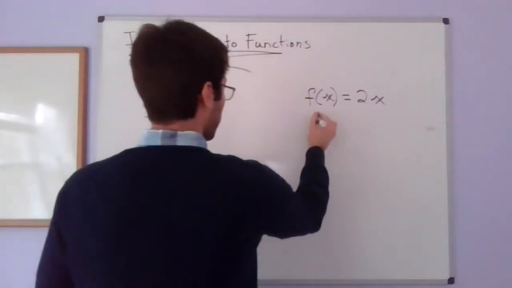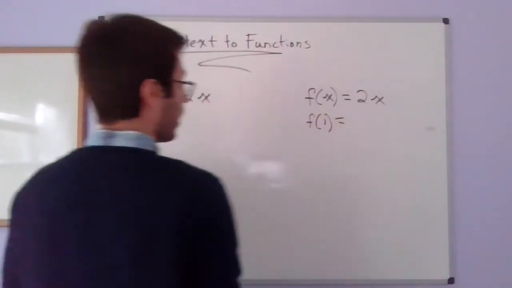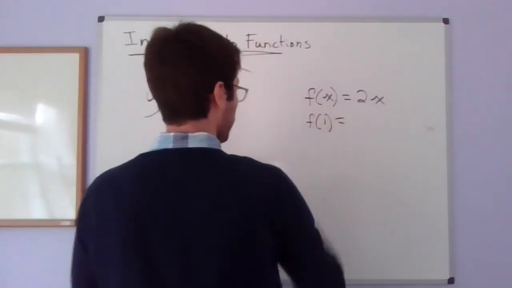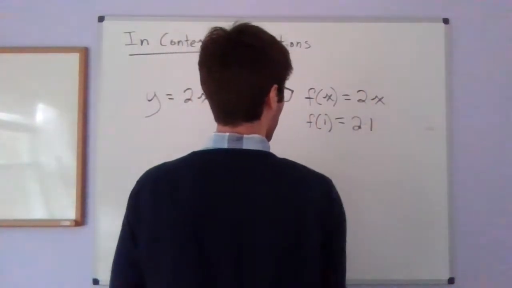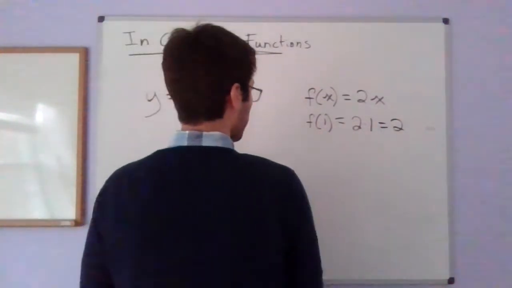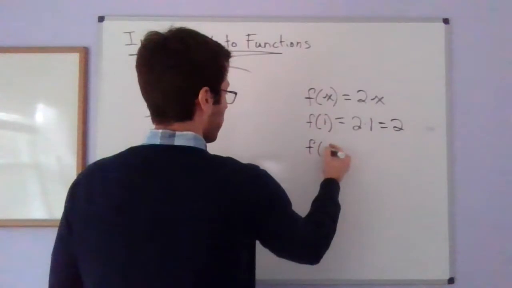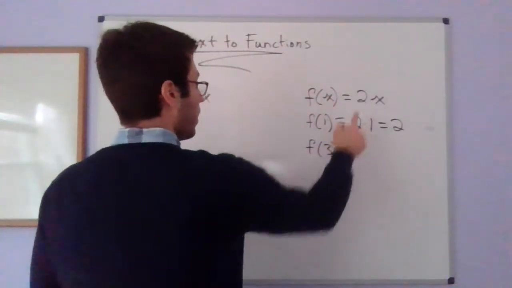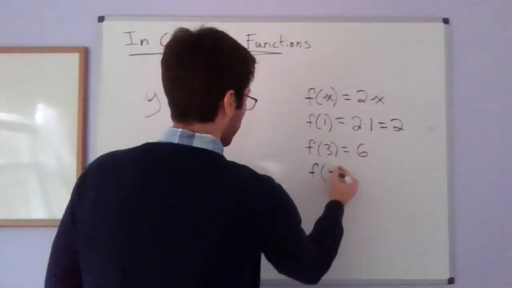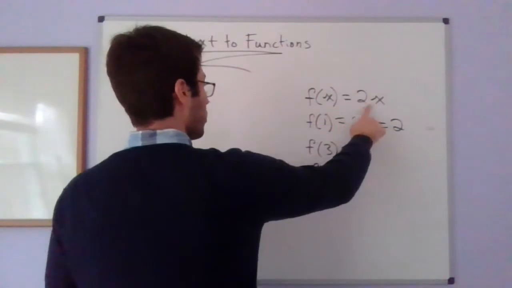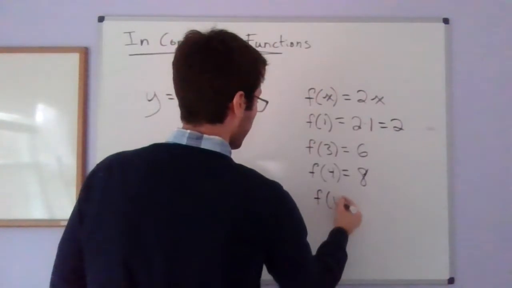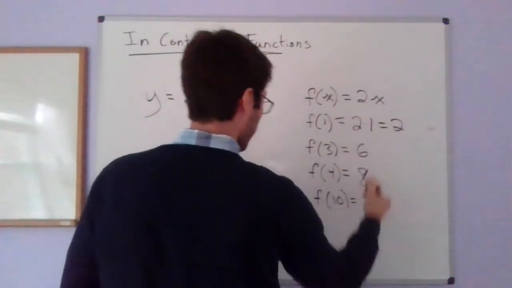So when I have an input, let's say 1, everywhere I see an x, I'm replacing that x with the number 1. So that's going to be 2 times 1. In other words, that's going to be equal to 2. So f of 1 would give me 2. f of 3 would be 2 times 3, so that would be equal to 6. f of 4 would be equal to 2 times 4, so that would be 8. f of 10 would be equal to 20.